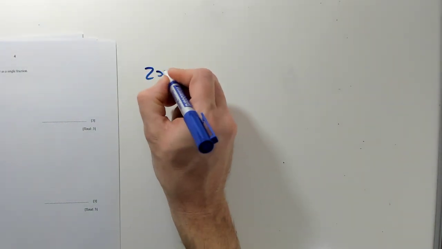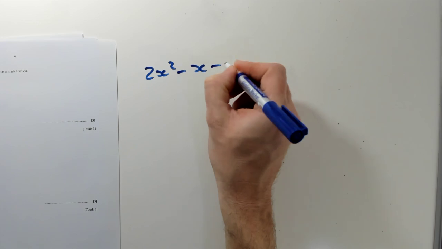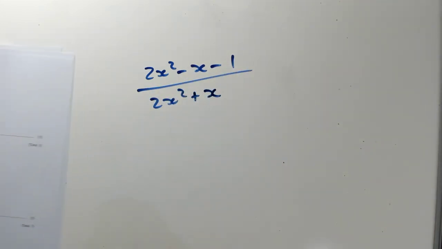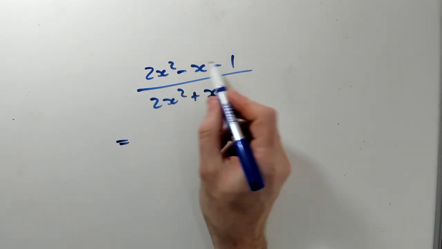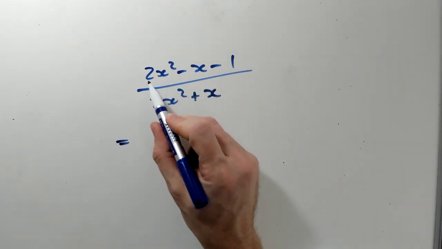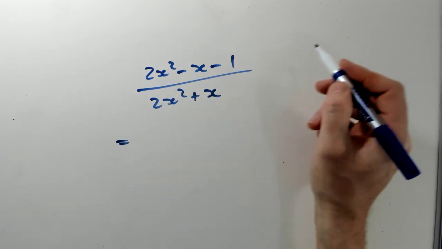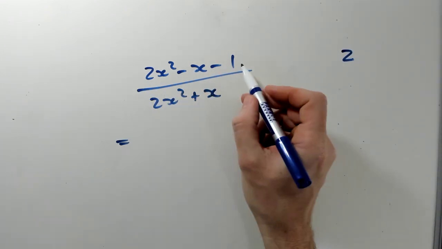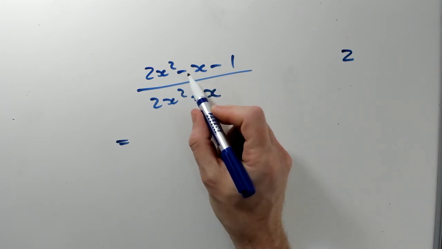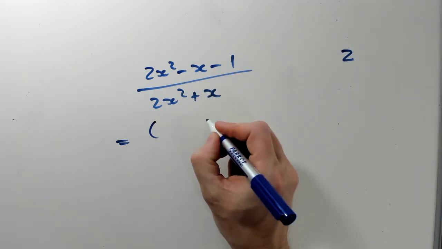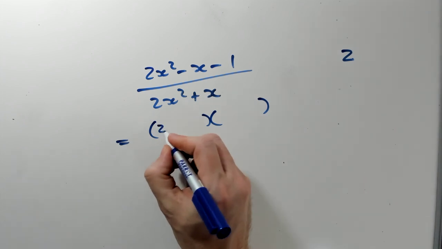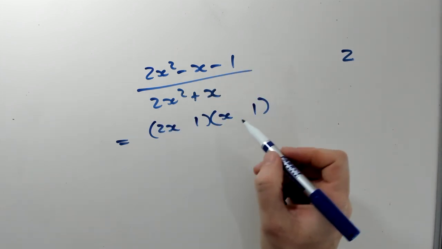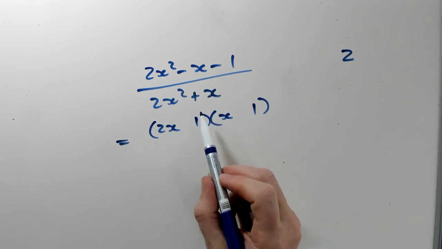So 2x squared minus x minus 1 over 2x squared plus x. Again, this is kind of a trinomial with a coefficient of 2. So I'm looking for numbers that are going to multiply to 2 and add up to -1. So obviously I'm going to have a 2x and an x, and it's going to be a 1 and a 1 because 1 times 1 is 1. So now I just have to figure out where the signs go.